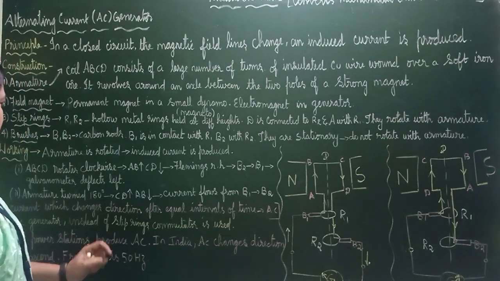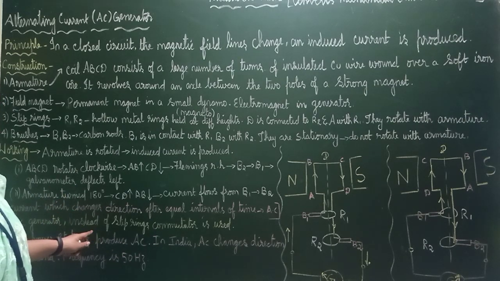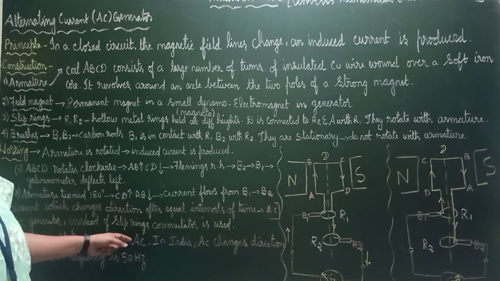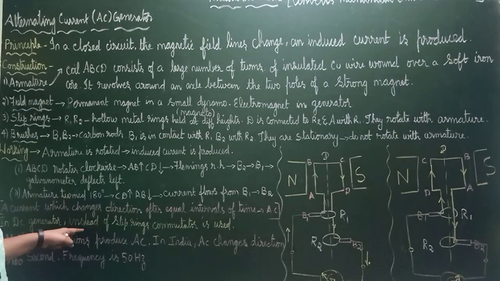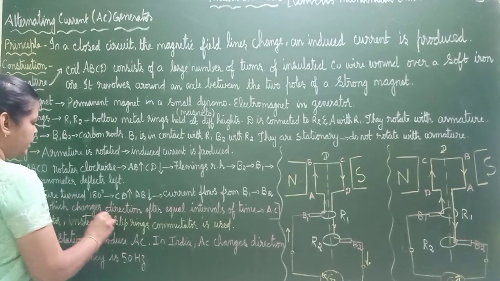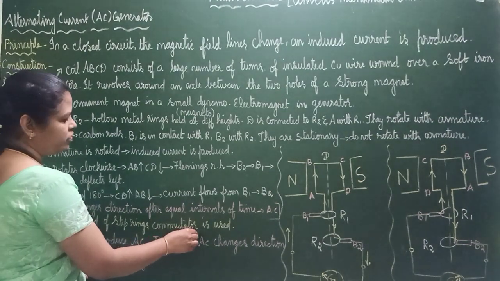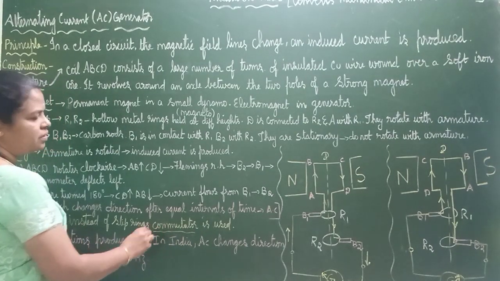Alternating current or AC. The only difference in a DC generator is, instead of slip rings, this is very important. In a DC generator it is not there, but in case they ask, you should know. Instead of slip rings, what will be used? Commutator will be used. You have heard this word, no?